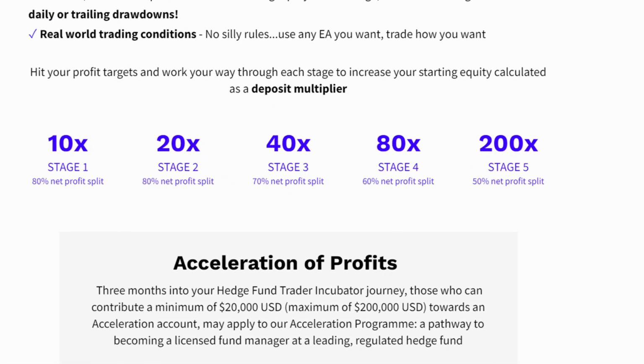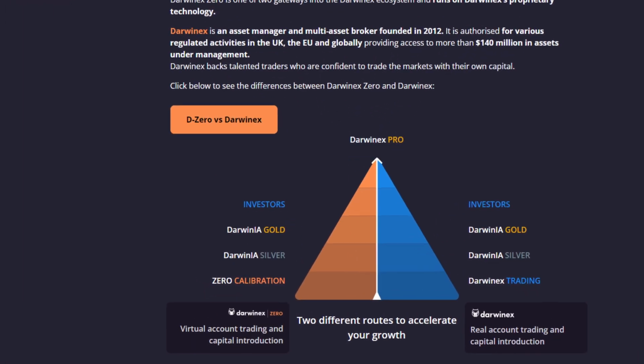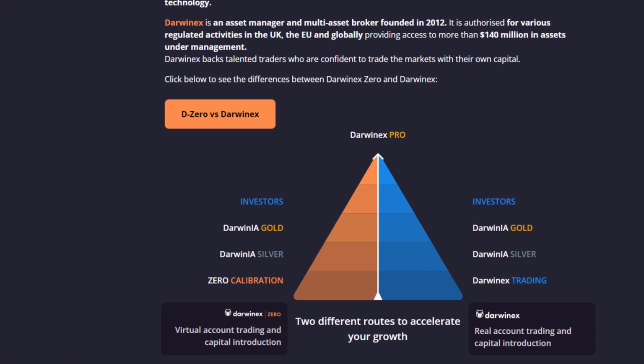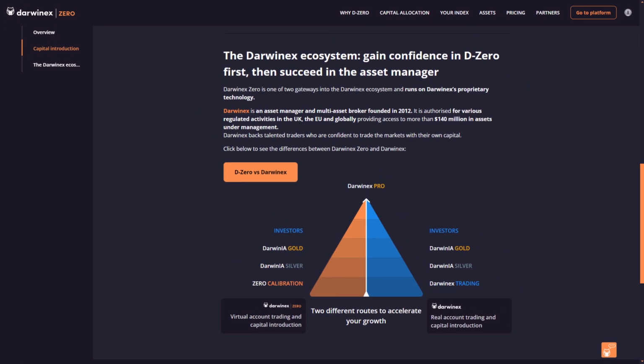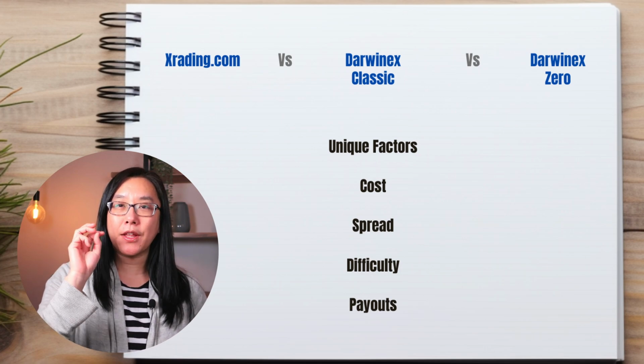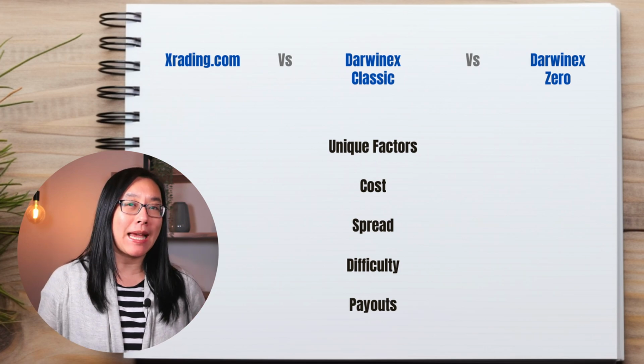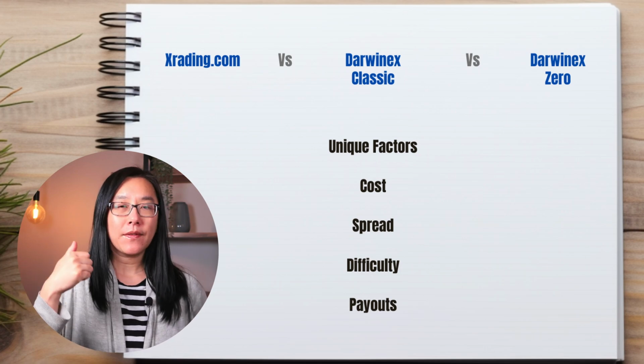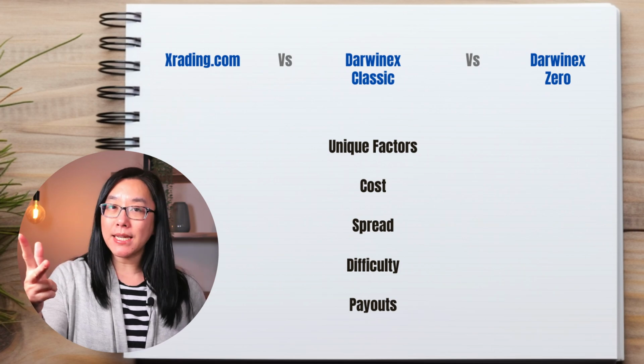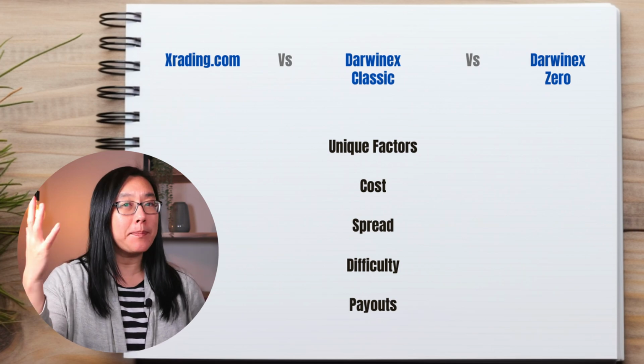Trading.com has 5 different challenges you need to pass in order to reach hedge fund capital, though there is a shortcut. With a Darwinex Classic and Zero, you need to get through the calibration phase, silver and gold stages before getting to Darwinex Pro. Today, I am going to compare these 3 systems in the following categories: unique factors, the cost, the spread, the difficulty, and the payouts.